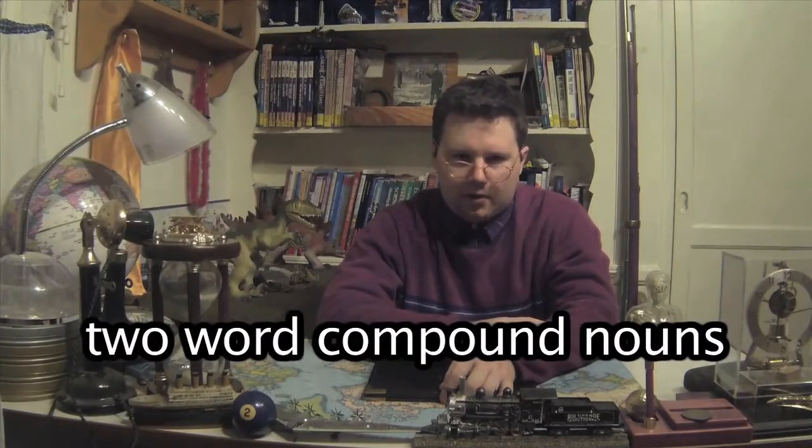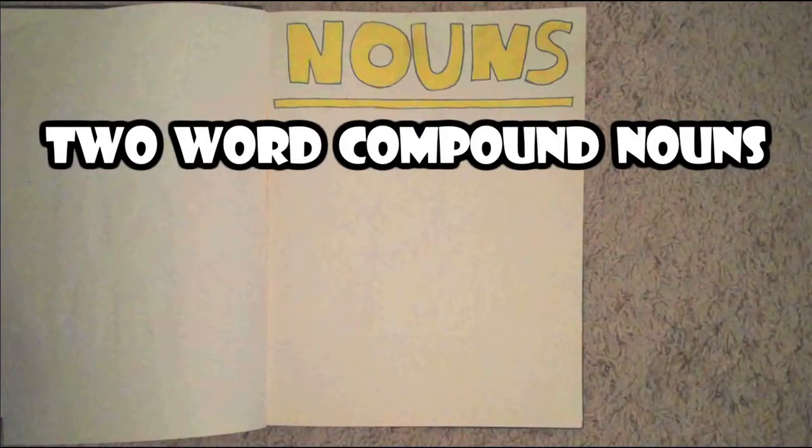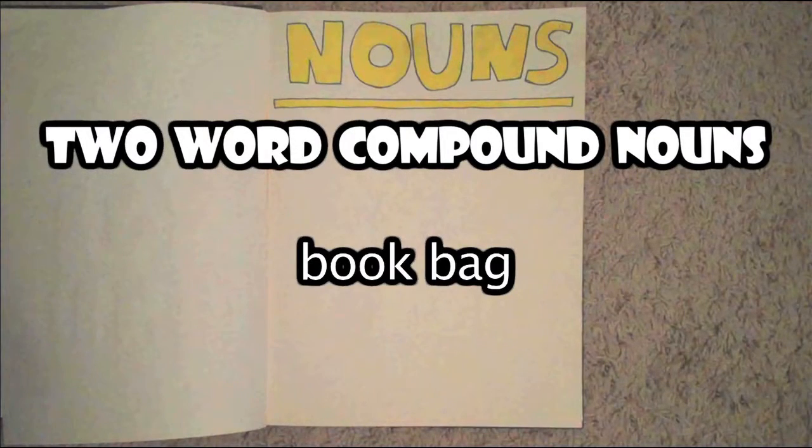There are also two-word compound nouns. An example would be a book bag. Those are two nouns, book and bag. Instead of saying bag for books, we can easily say book bag. This is a compound noun.